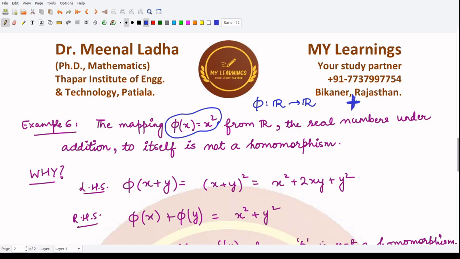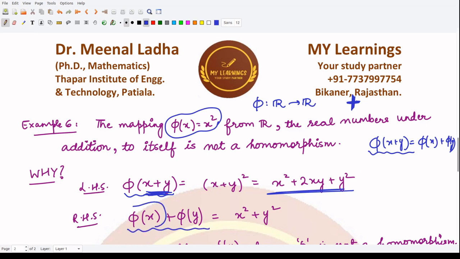So in this case, we want to prove that phi of x plus y is equal to phi of x plus phi of y, correct? For this, let's take the left hand side first. By the definition, phi of some member is its square, so it would be the square of this number x plus y. When you open up the square, you get this expression, x square plus 2xy plus y square. And on the right hand side, you have phi of x plus phi of y.